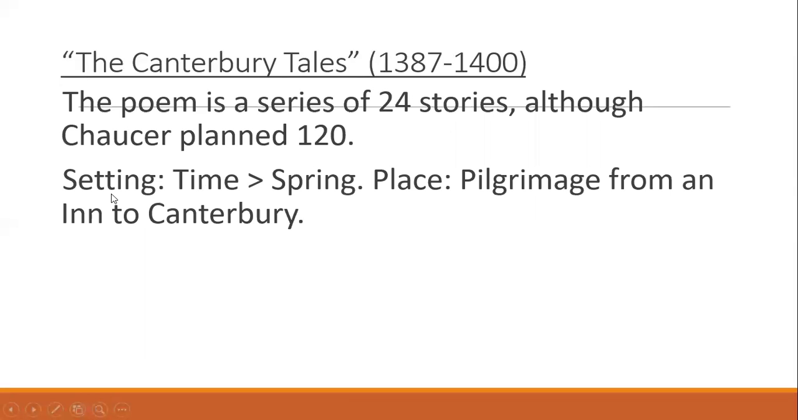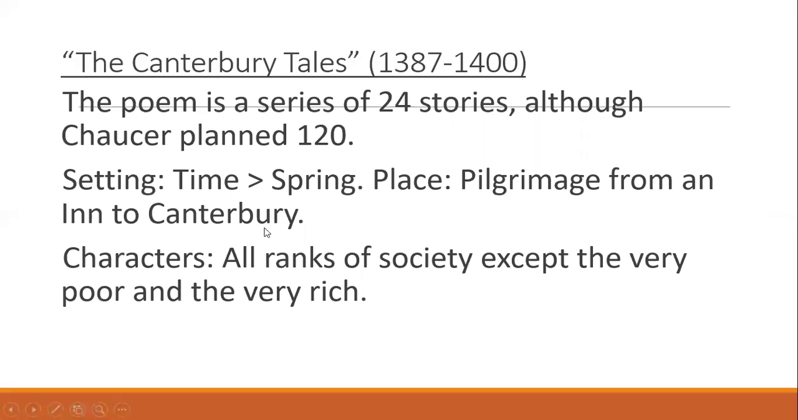settings of the story that I just told you. The time, it was spring. The place, pilgrimage. Pilgrimage means a long trip, a long trip from an inn, this is the word inn that I said, to Canterbury. Characters, all ranks of society except the very poor and the very rich. So you can see how Chaucer here tried to represent all parts of the society.